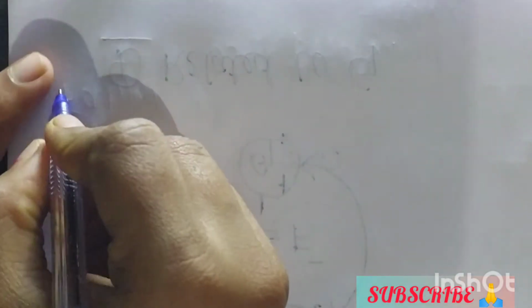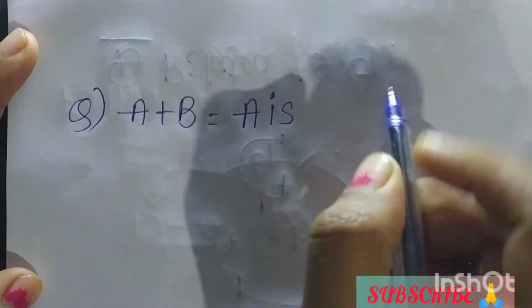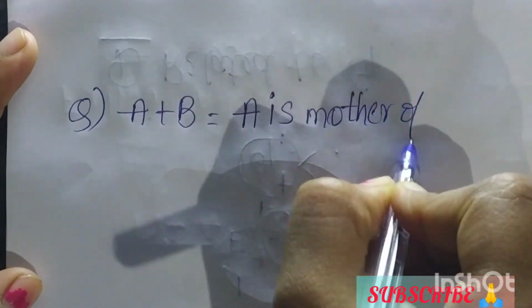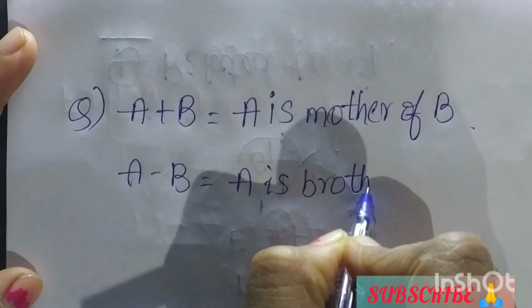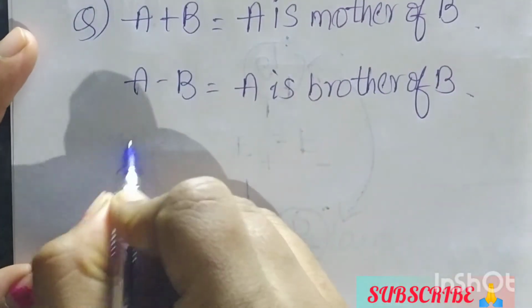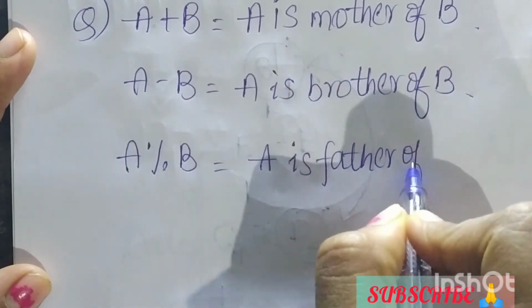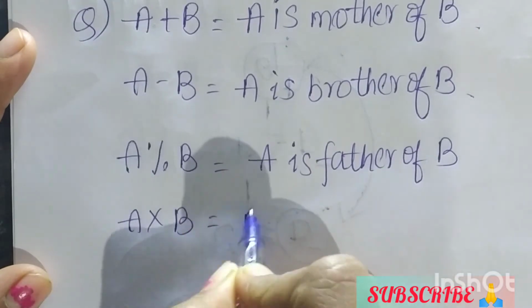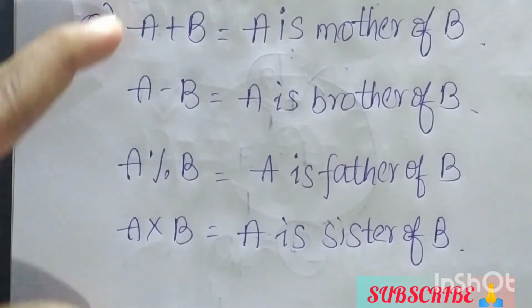Now let us see another question. The previous two questions which we have solved are one kind of question, and the other kind they give is, if A plus B means A is mother of B, A minus B means A is brother of B, A percent B means A is father of B, A into B means A is sister of B. This is our given question. They have given these conditions.